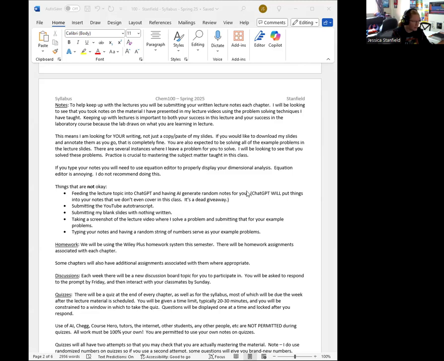Okay. I'm looking for you to do them. You can do them on a separate sheet of paper. You can write them in a notes app on a tablet. You can download my slides and you can annotate the slides themselves. You can type your notes, but if you do, then you need to still show me proper dimensional analysis using equation editor, which is a pain in the butt. So I don't recommend you using that method.